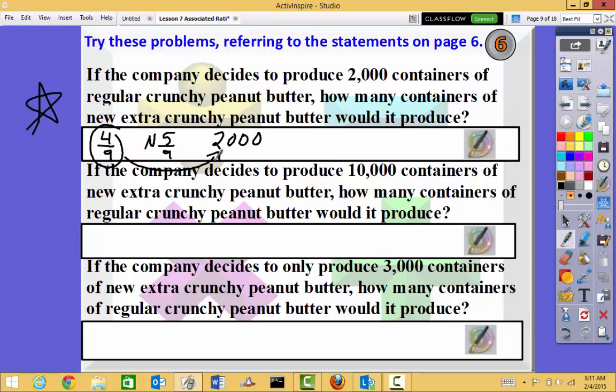So if I remember from a fraction, look over here on the side, my top number is my parts. How many parts of the whole I have? Here I have 4 parts, but I need to get to 5 parts. So I need to figure out how big one part is. So I have 2,000, and that 2,000 makes up 4 parts.